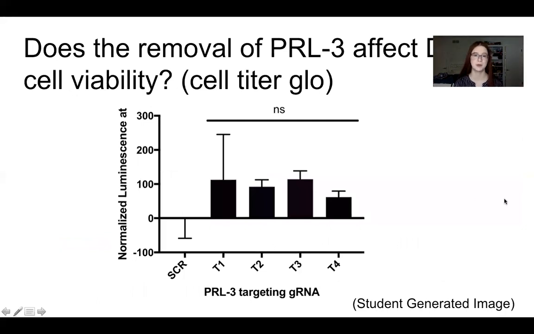For the cell titer glow assay, the results of all of the targets were normalized to my scrambled. Along the y-axis, you can see the luminescence, or the amount that the cells fluoresced in conjunction with the amount of ATP. Along the x-axis, you can see my targets. I ran a one-way ANOVA test to compare all of my targets to the scrambled, and none of them displayed significant growth.